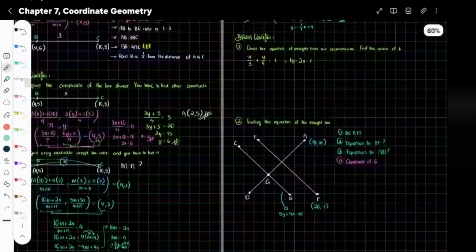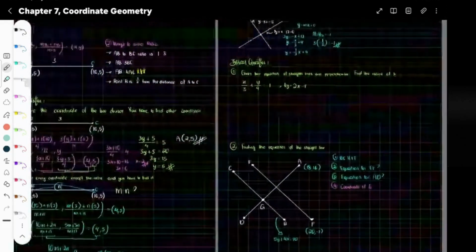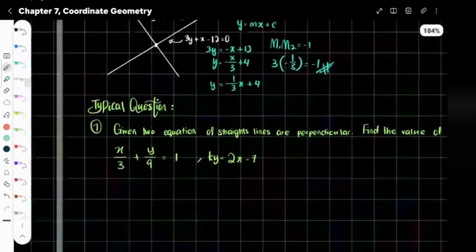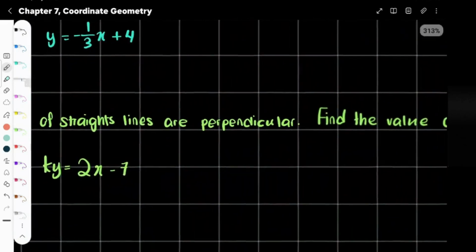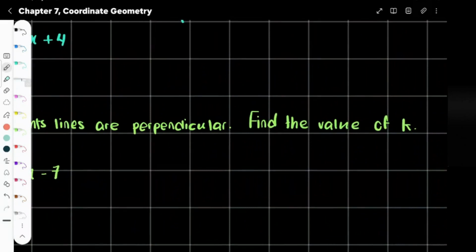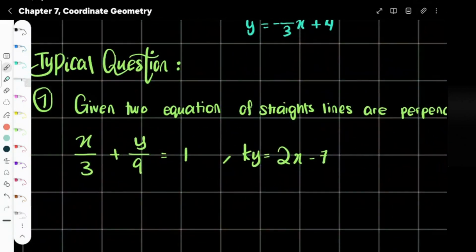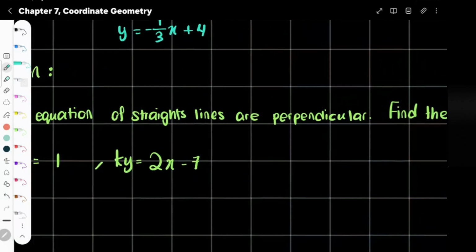There's two typical questions that they always ask in the exam, right? Which is these two here. So given two equations of straight lines are perpendicular, find the value of k. So read the question again. Given two equations of straight line are perpendicular.